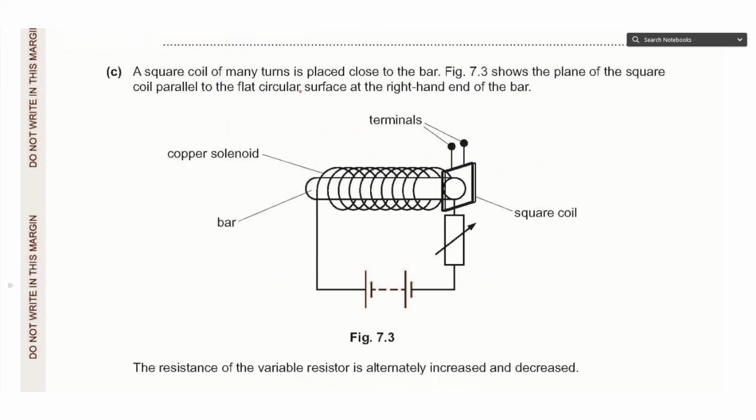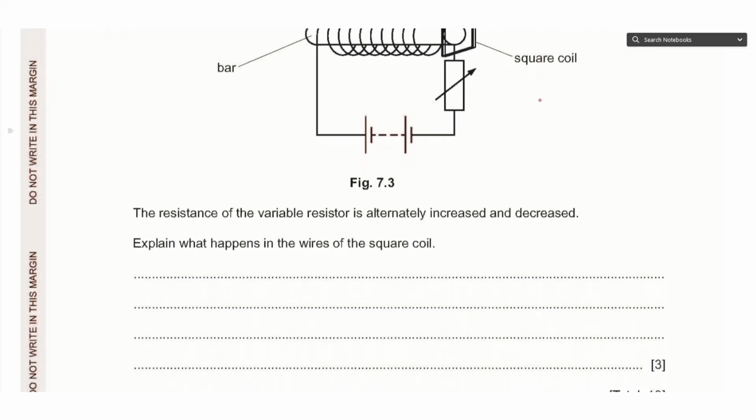Part C says a square coil of many turns is placed close to the bar. Figure 7.3 shows the plane of the square coil parallel to the flat circular surface at the right hand end of the bar. The resistance of the variable resistor is alternately increased and decreased. So the current creating a magnetic field keeps increasing and decreasing, so the magnetic field keeps getting stronger, then weaker, then stronger, then weaker. So there is a changing magnetic field here.